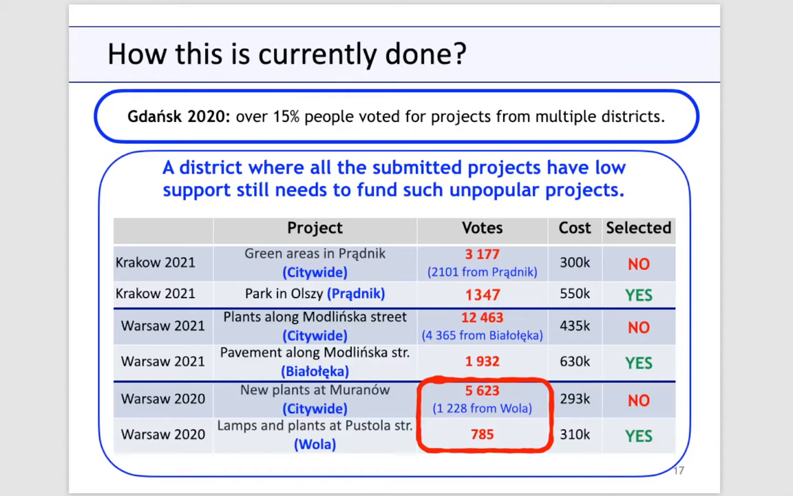Another example is from Warsaw from 2020. Here I have shown only 3 examples, but there are hundreds of them. Actually, in every dataset that we looked at, we were able to find such examples that prove inefficiency of the division of the budget a priori. So the division of the budget a priori is inefficient.